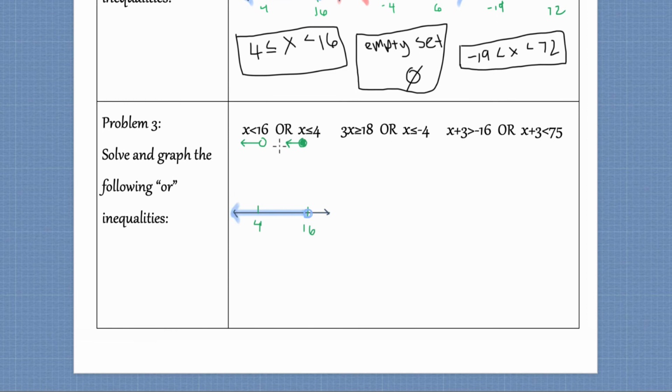Our next one is x is less than or equal to 4. And we said we're going to have a closed circle on 4, and we're going to shade in everything to the left of the 4.